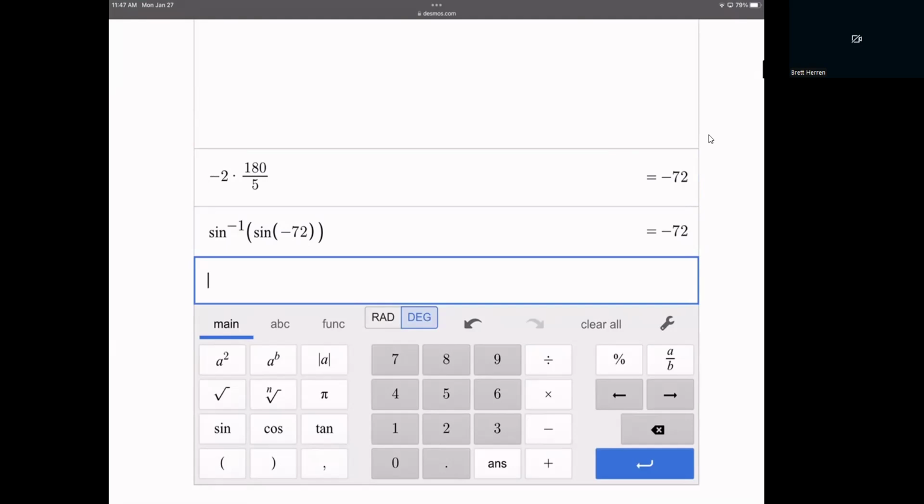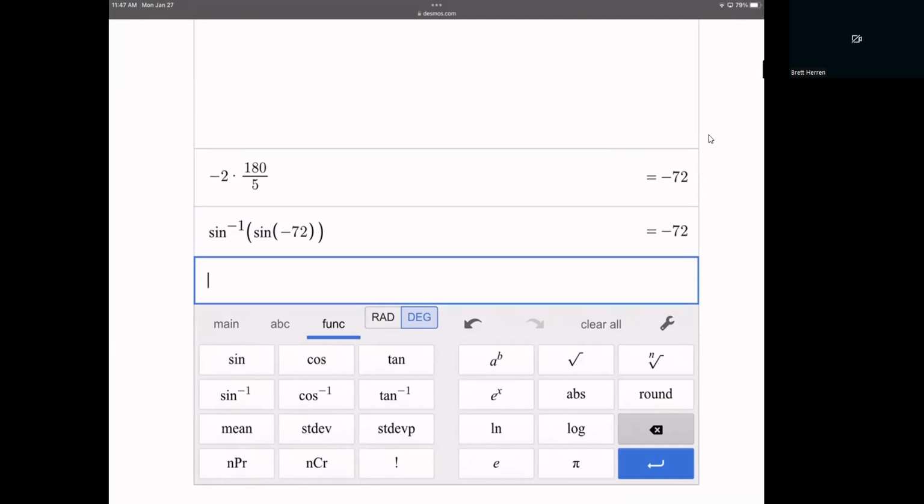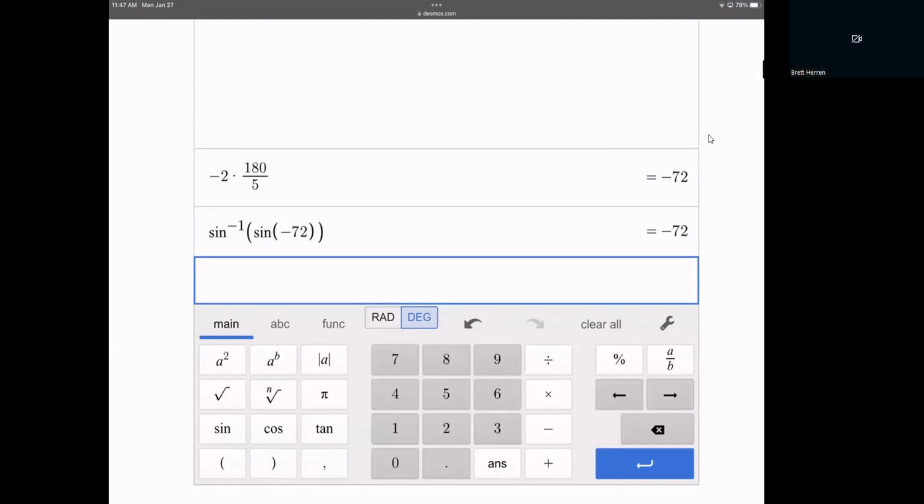Then I typed in, and where did I get that? If you click on the function, there are the sine inverse, cosine inverse, tangent inverse buttons. Go back to main. I typed in sine inverse. Sine inverse is the same as arc sine. That's the same thing of sine of minus 72. And see how it comes out to be the same answer?